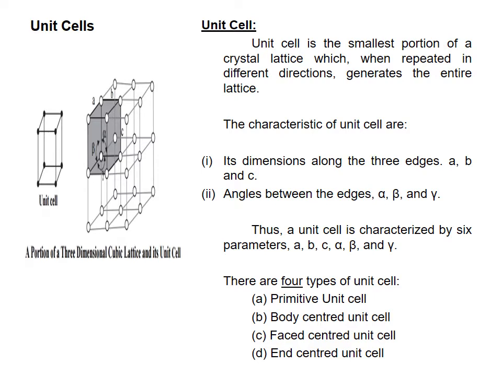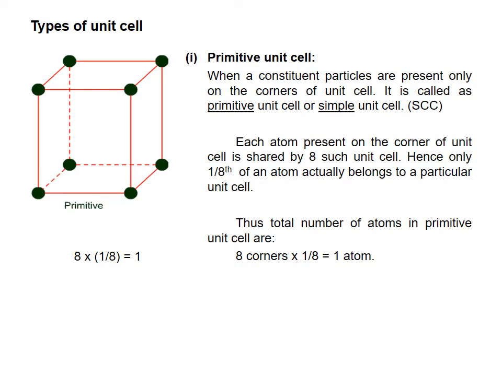The unit cells are of 4 types: primitive unit cell, body-centered unit cell, face-centered unit cell, and end-centered unit cell. These are all the 4 types of unit cells. Now we will discuss them one by one. The first type of unit cell is the primitive unit cell.